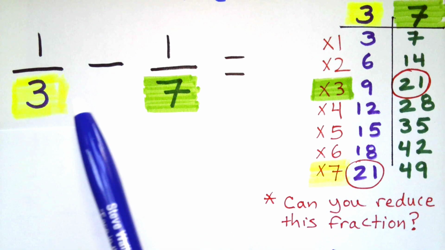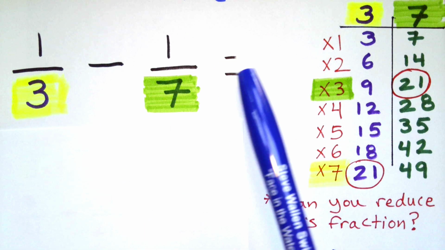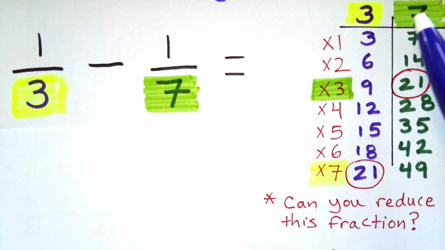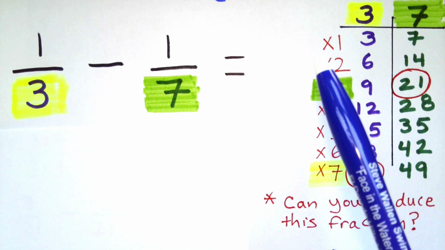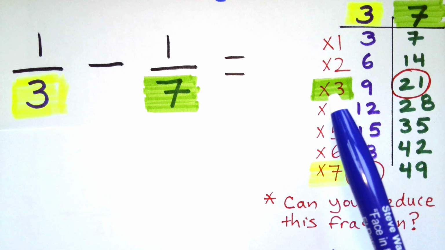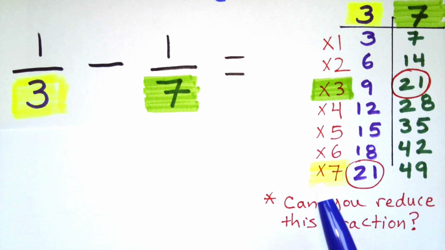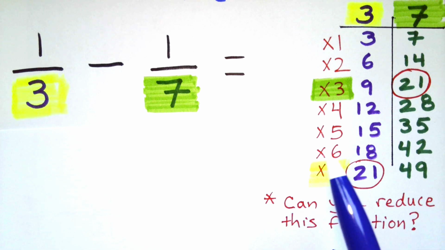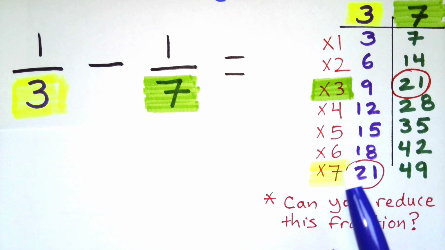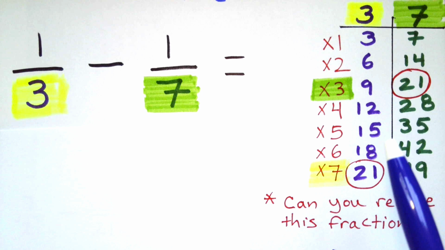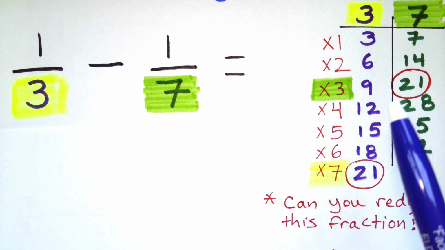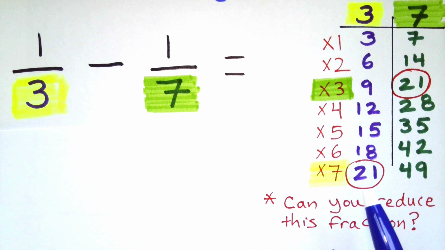So I'm setting up my product chart, my product T chart. I placed the 3 and the 7 at the top. And then on the left side, I'm going to write times 1, times 2, times 3, times 4, 5, 6, 7, all the way down to 100 if I have to, in order to find the number or the product. Again, that's the answer to a multiplication problem that both 3 and 7 share.